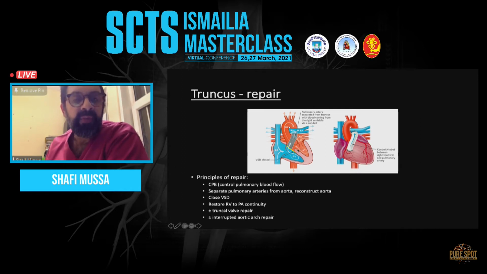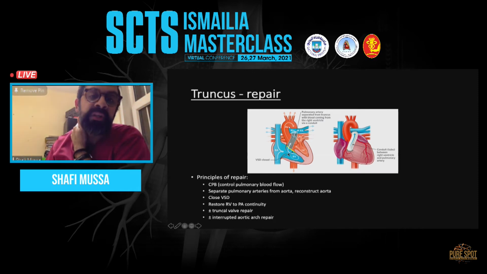The VSD will need to be closed, and this is often done through a ventricular incision, as will almost certainly the child is going to need a right ventricular to pulmonary artery conduit to restore continuity between the right ventricle and the pulmonary arteries. So separate the aorta and the pulmonary arteries, reconstruct the aorta, close the VSD, and insert a conduit or some sort of connection between the right ventricle and the pulmonary arteries.